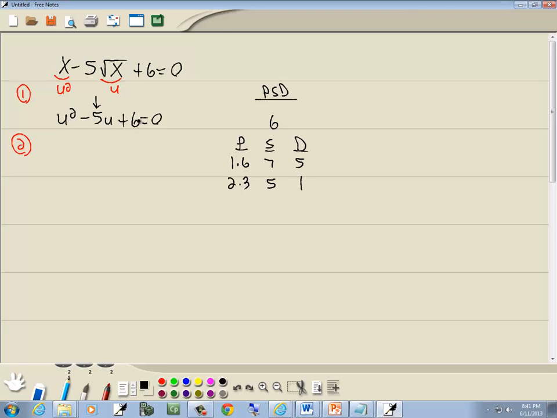The number we're looking for is the number in our middle term, which is 5, and we got 2 fives. But since our last term here is positive, that means the signs have to be the same. So I know it's going to be this 5. So we use 2 and 3.